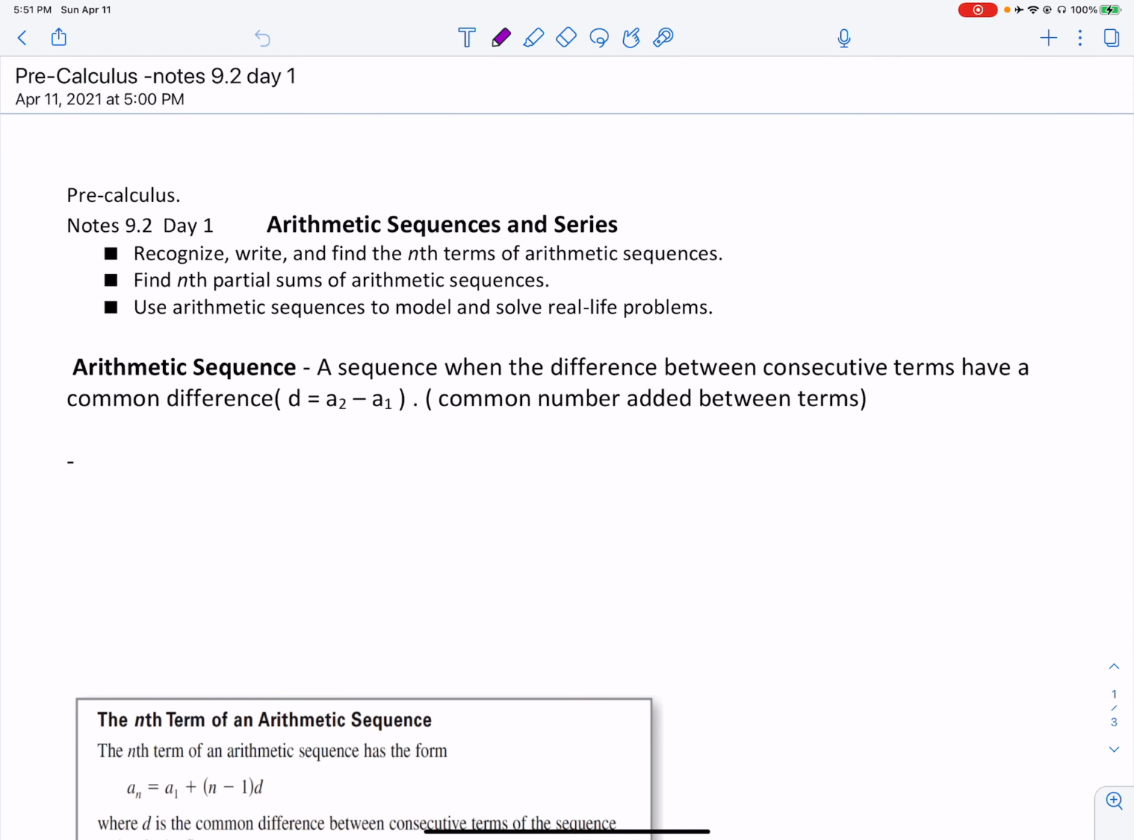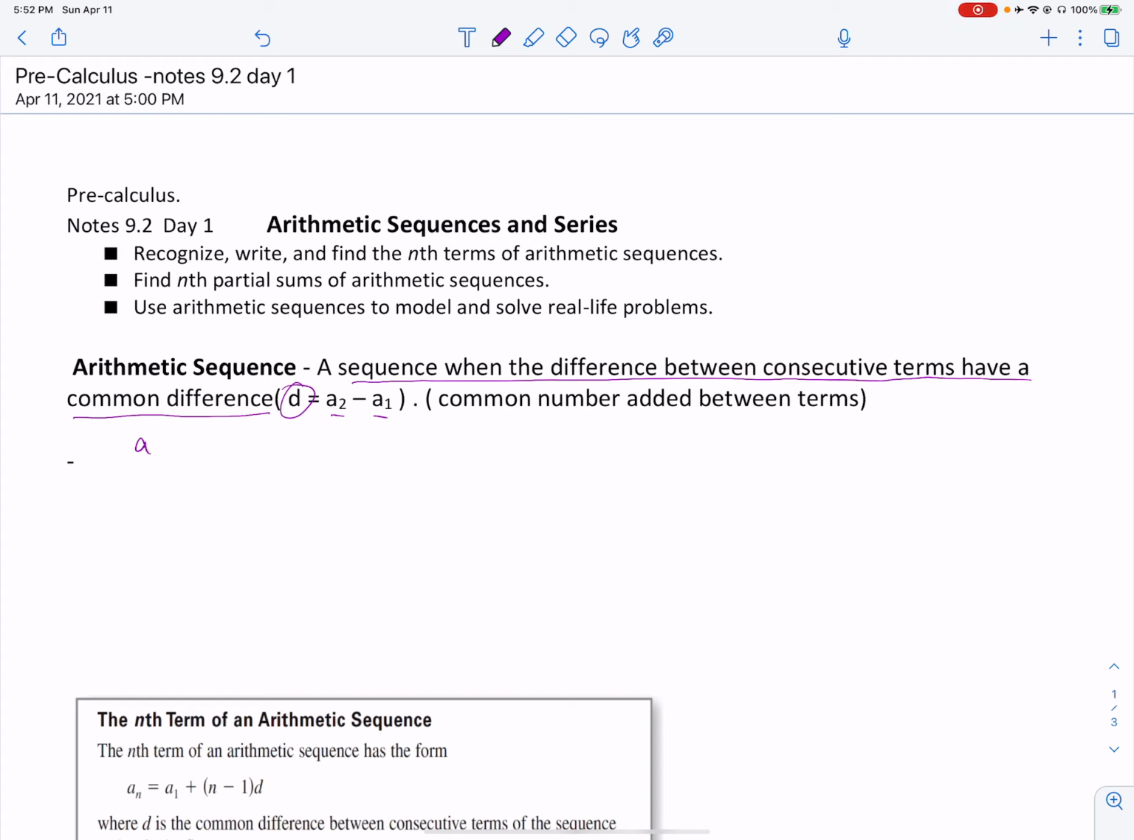Pre-calculus 9.2 day 1, we're going to be looking at a specific sequence, which is called an arithmetic sequence, and looking at sequences and series in that setting. And so what is an arithmetic sequence? It's a sequence when the difference between consecutive terms have a common difference. So if you take the term on the right, the second term minus the first term, the term on the left, we can find a common difference.